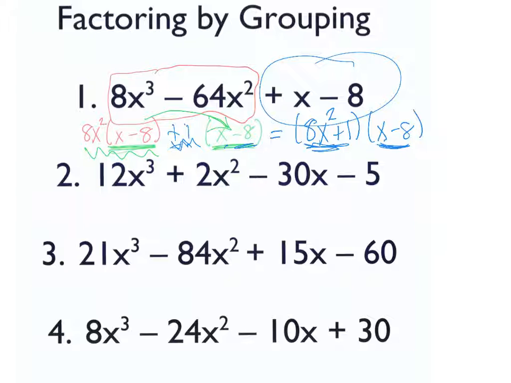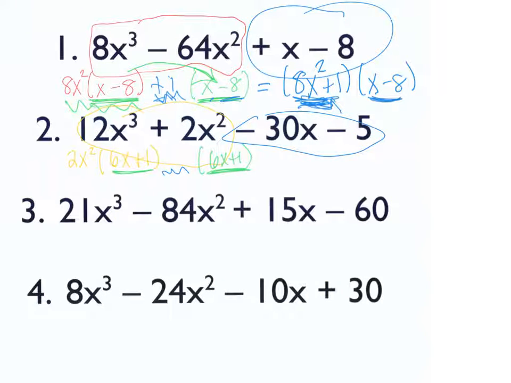Now you see this squared and you think, oh, maybe I can factor further, but there's no formula for sum of squares, therefore we're done. So then for the next one, on the left side in yellow, I factor out 2x squared. I'm left with 6x plus 1.